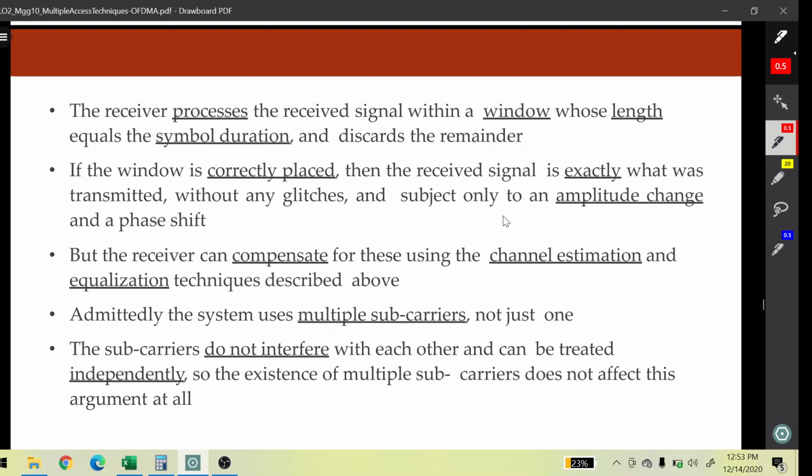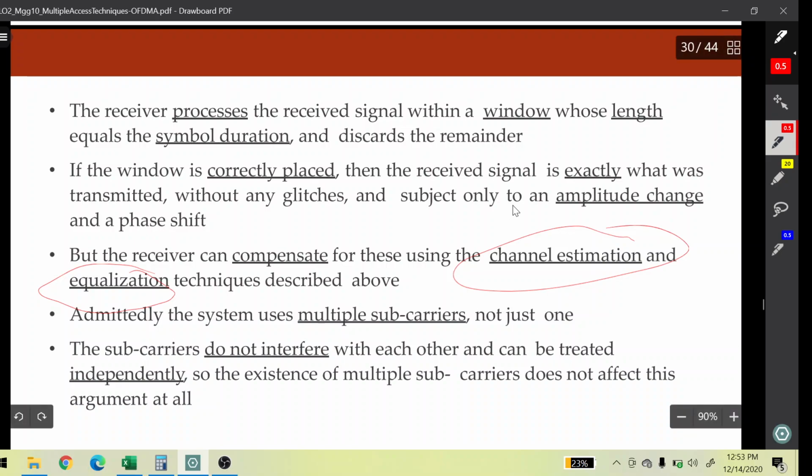However, the receiver can compensate for this using the channel estimation. This is the function of the channel estimation and equalization from the previous block. Admittedly, the system uses multiple subcarriers, not just one. The subcarriers do not interfere with each other and can be treated independently, so the existence of multiple subcarriers doesn't affect this argument at all. So it's obvious, right? Because we are using multiple subcarriers that use different frequencies, they are not interfering at all.